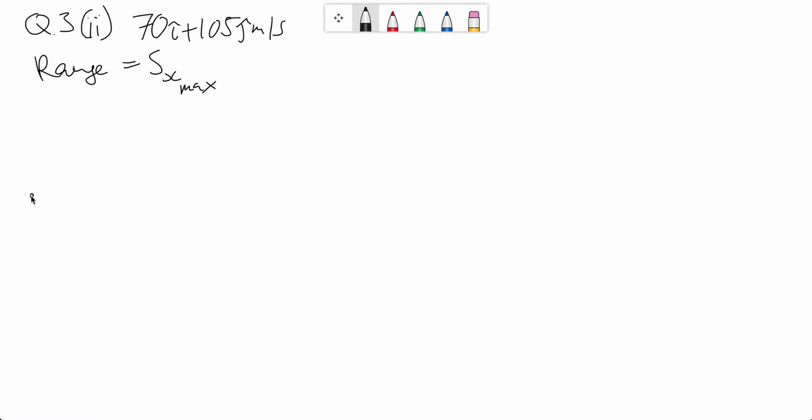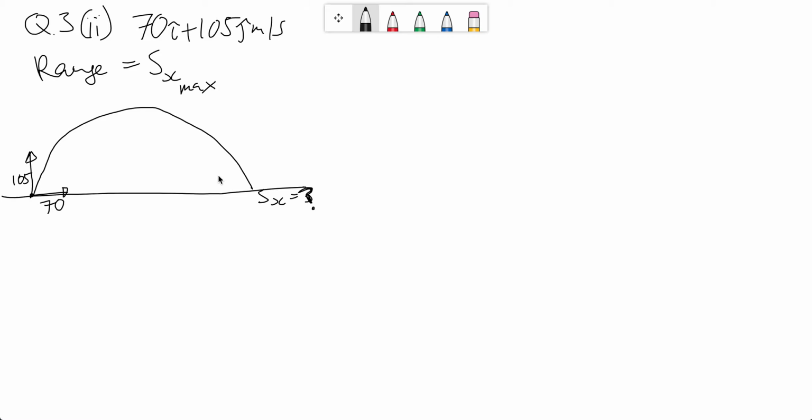So if you're here and you fire something up at 105 and it goes this way at 70, it will go up and like this. That's the projectile. Now, we want to know what is the distance here, s in the x direction, when it gets to here. What is that? This is a question mark.